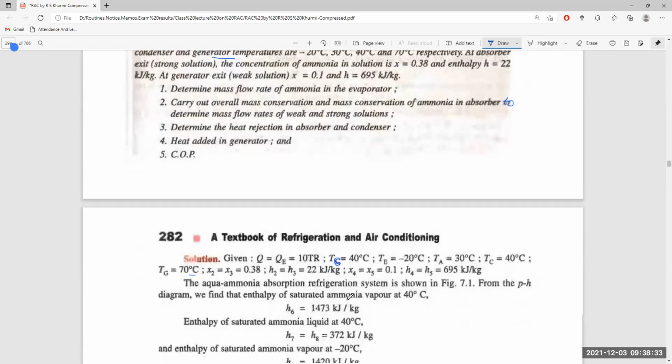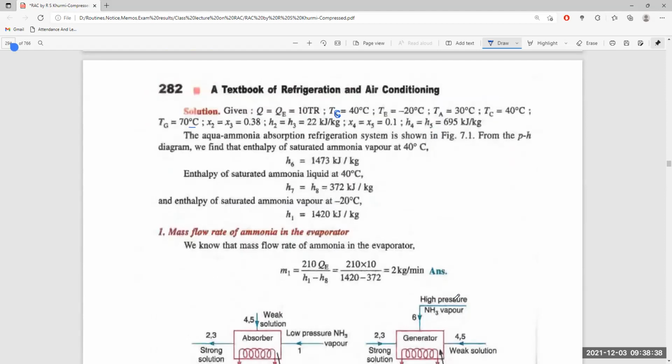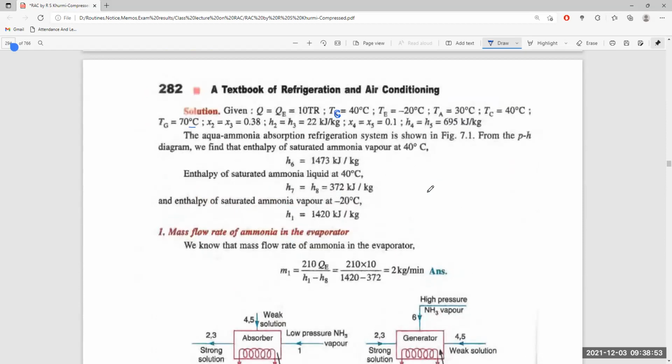For the aqua ammonia absorption system, as in the figure here, from the pH diagram we find the enthalpy of saturated ammonia vapor at 40 degrees centigrade, that is at the condenser, to be 1473. The enthalpy of saturated ammonia liquid at 40 degrees centigrade is 734 kilojoules. The enthalpy of ammonia vapor at -20 degrees centigrade is equal to 1420 kilojoules per kg.